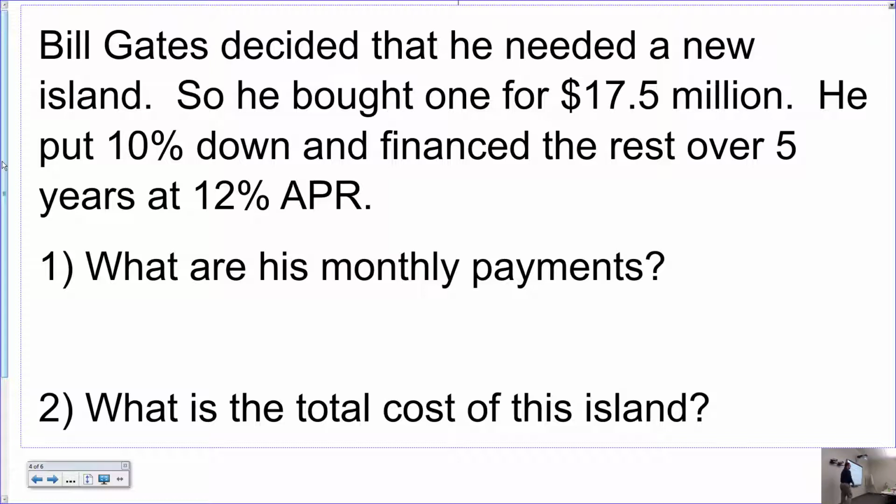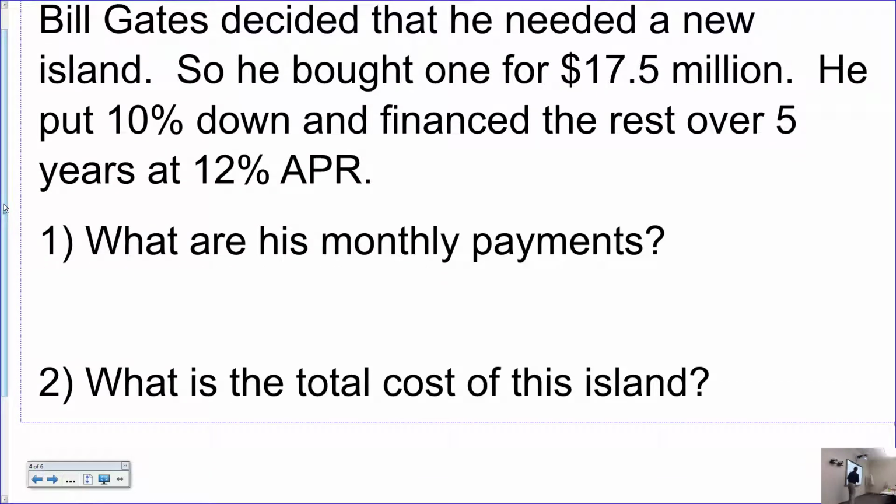Is it 150,000? Well, I don't know. Let's figure it out. That sounds like a really big number, but well, first off, 17.5 million is a really big number. What's his amount financed, right? We've got to do all the numbers first, right?